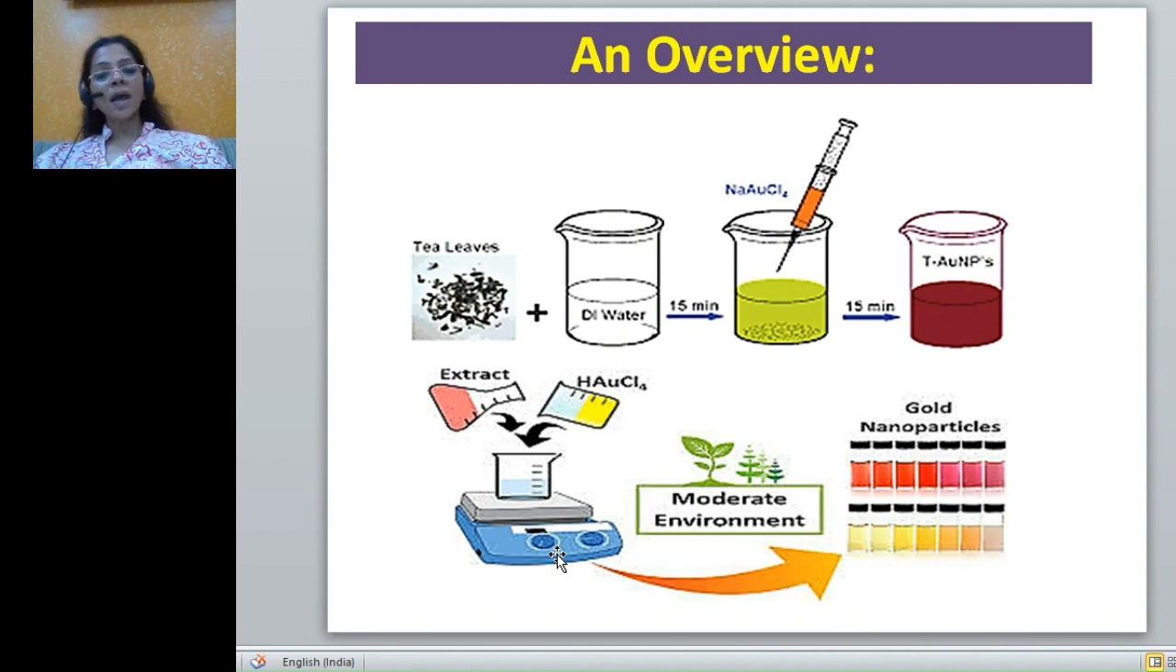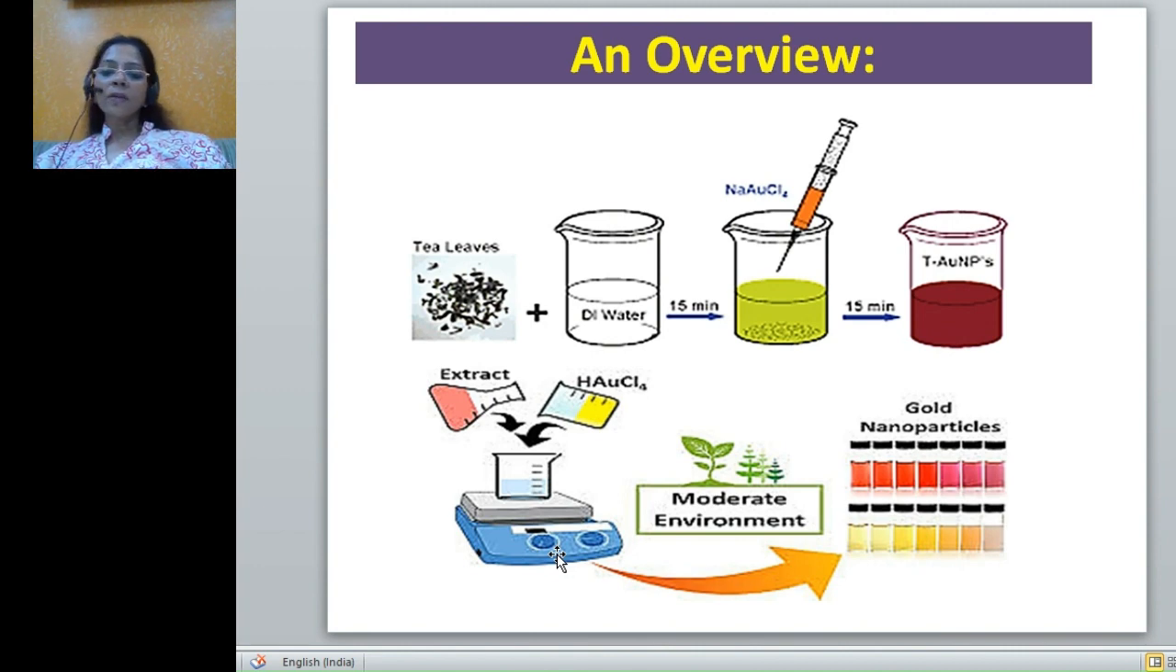To this extract of the polyphenolic compounds, we add a few drops of auric salt, and then it is stirred again at room temperature for some time, say 15 minutes. After 15 minutes, we will see that the pale yellow or mustard yellow color of the polyphenolic solution in the distilled water changes to red in color.